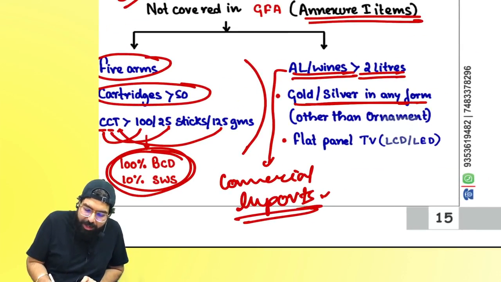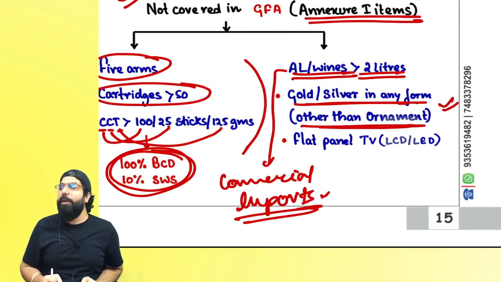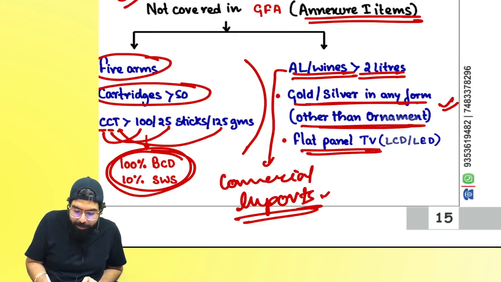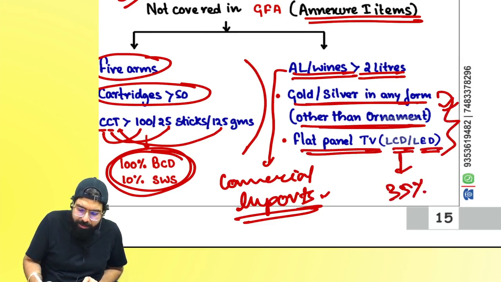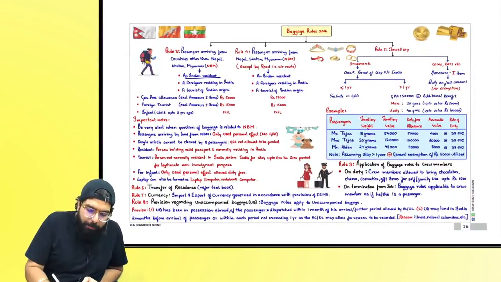Gold or silver in any other form, 99% purity coin you have got, or might be you have gone ahead and got biscuits, etc., or you have got flat panel TV, LCD, LED. For this you can go ahead and say 35% plus 10% social welfare surcharge. Can we go ahead, everyone? Now please come to the next one, baggage rules.